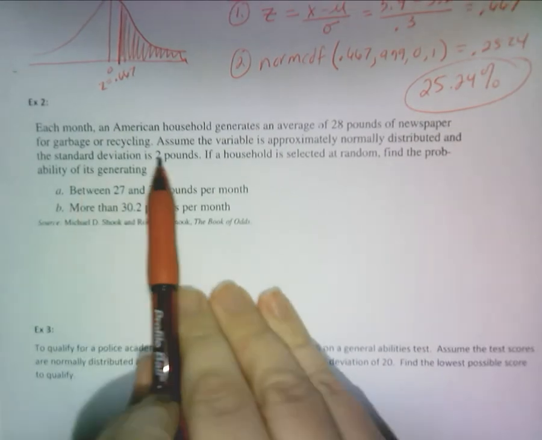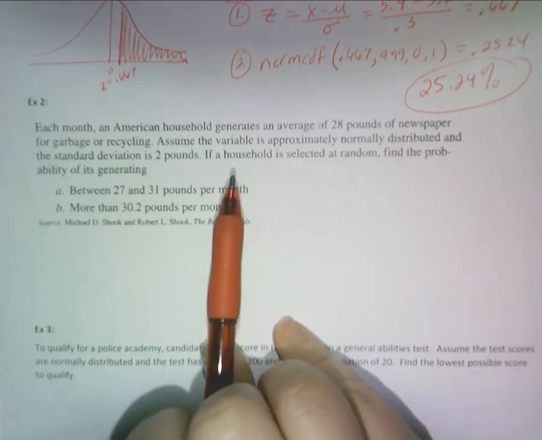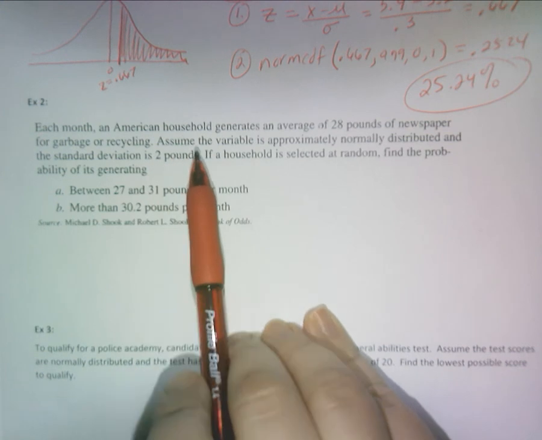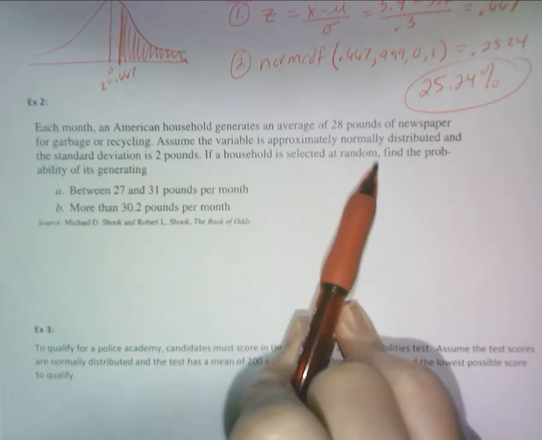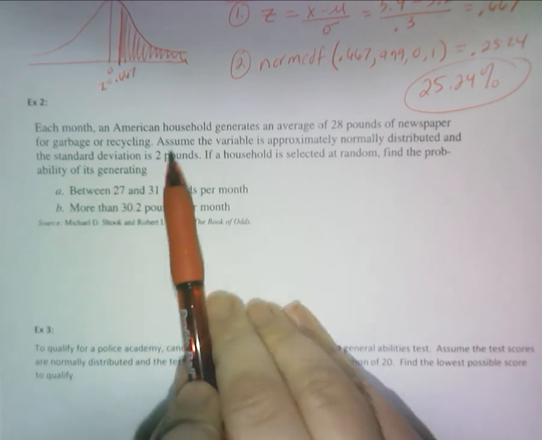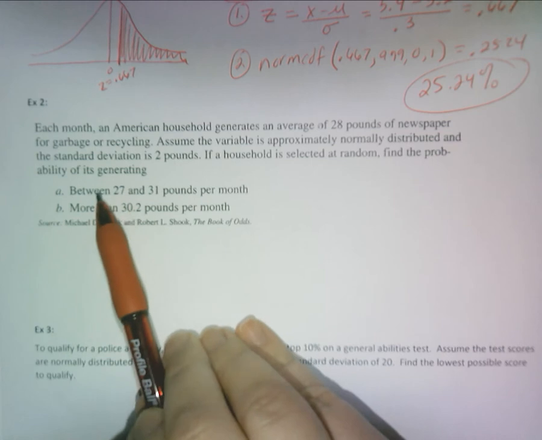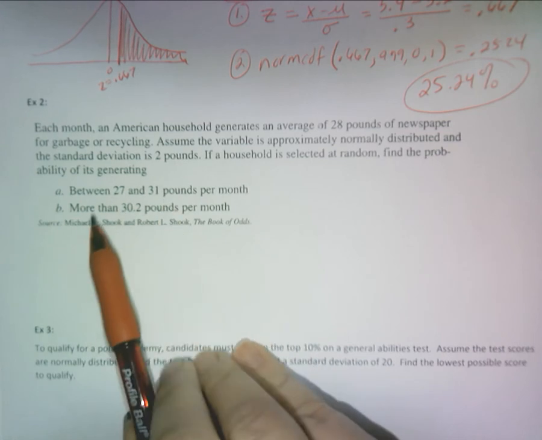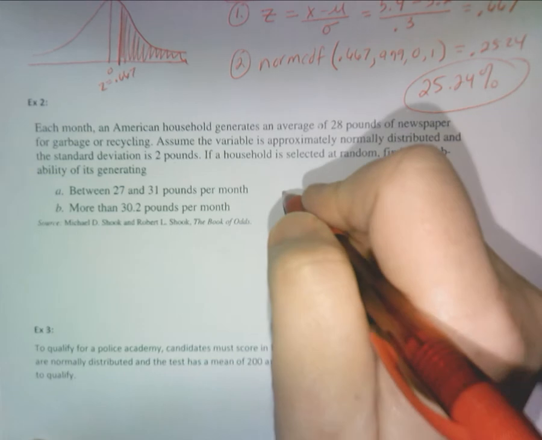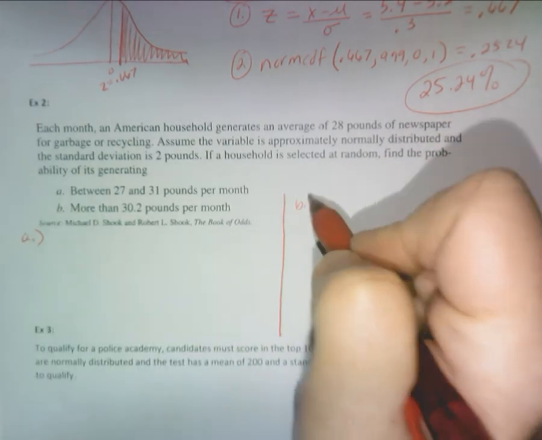Each month, an American household generates an average of 28 pounds of newspapers alone for garbage or recycling. Didn't know that either, did you? Assume the variable is approximately normally distributed. We need that there or we can't do what we're doing. It has a standard deviation of 2 pounds. If a household is selected at random, find the probability of it generating between 27 and 31 pounds, or more than 30.2 pounds. So this is actually 2 problems in one. We're going to do both of them. So this side I'll do my A and this side I'll do my B.